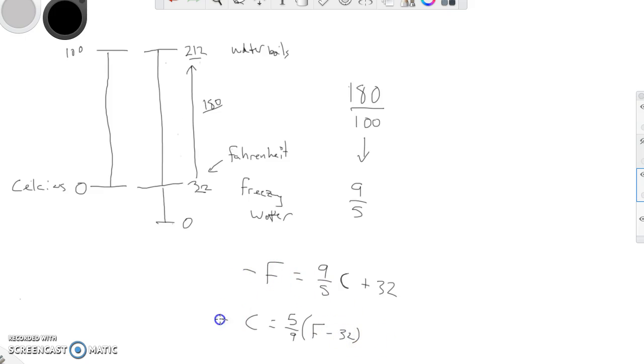This conversion is not super important, but you'll get some practice with it to get the idea of how to compare those temperatures and get an idea of what they mean.